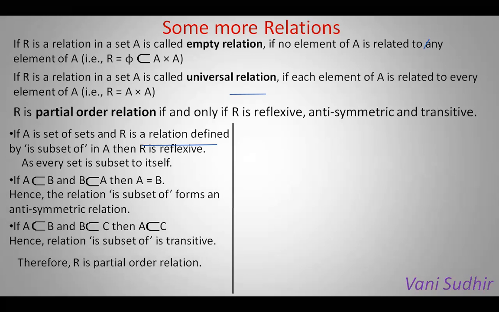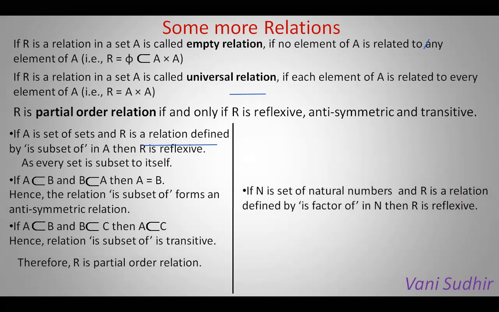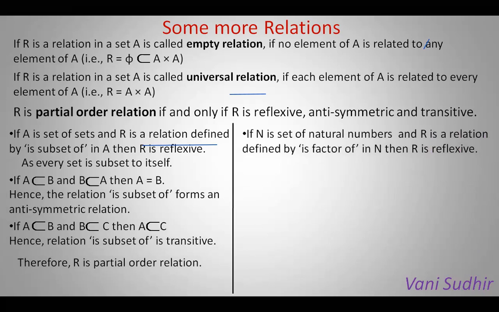"Is less than or equal to" is also a partial order relation. See, one more example we'll tell, which is very helpful. That is "is a factor of", we'll discuss. N, the set of natural numbers, you are taking. When you say it is a factor, it will divide the other number exactly. Then we'll say it is a factor. Every number is a factor of itself. Therefore, it is reflexive.